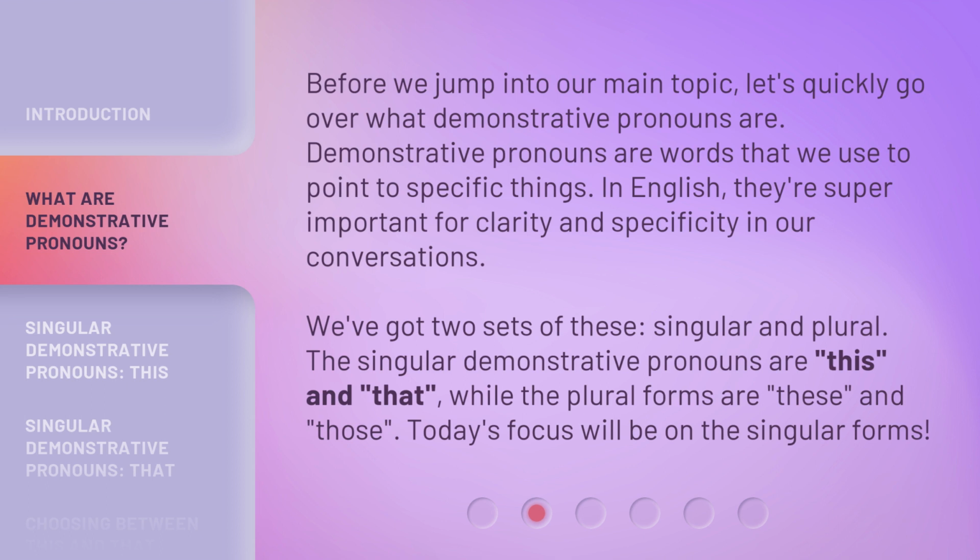Before we jump into our main topic, let's quickly go over what demonstrative pronouns are. Demonstrative pronouns are words that we use to point to specific things. In English, they're super important for clarity and specificity in our conversations. We've got two sets of these, singular and plural. The singular demonstrative pronouns are this and that, while the plural forms are these and those. Today's focus will be on the singular forms.